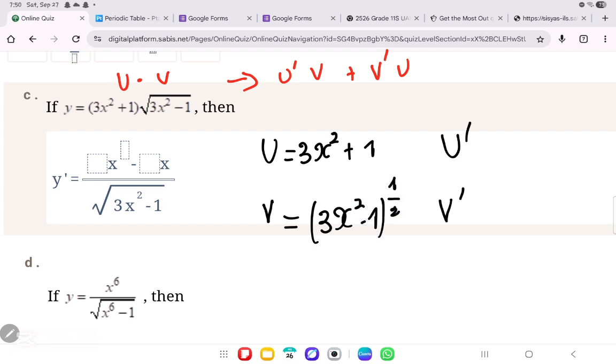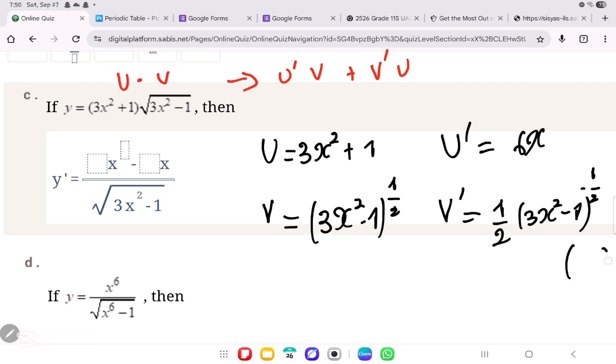u prime is going to be 6x. And v prime is going to be 1 over 2 times 3x squared minus 1 to the power of minus 1 over 2. And we don't forget to multiply by the derivative of the inside, which is 6x. If we simplify this, it's going to be 3x, because 1 over 2 times 6x becomes 3x. So 3x times 3x squared minus 1 to the power of minus 1 over 2.